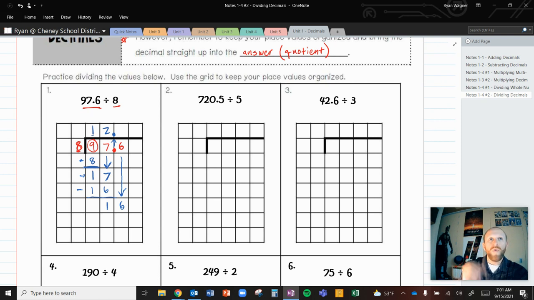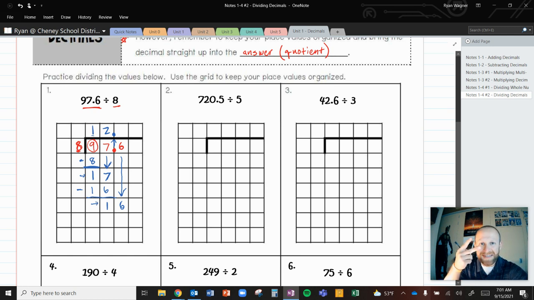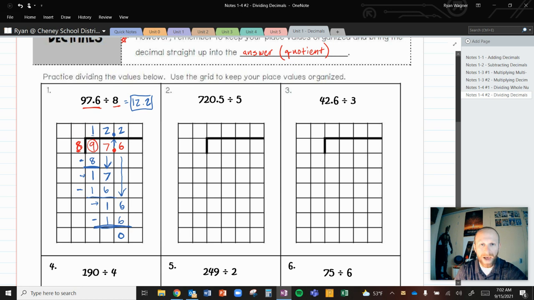Okay? Once we do that, we can figure out how many times 8 goes into 16. 1 8 is 8. 2 8s is 16, and that's perfect. So 8 goes into 16 2 times. We multiply 2 times 8. Now we subtract 16 minus 16 gives us 0, and that is a perfect answer. Our answer for number 1, 12.2. And again, remember when we have a decimal, we just bring it straight up.